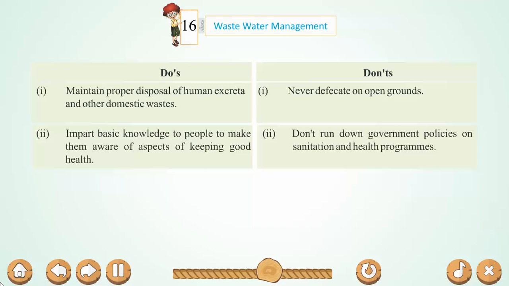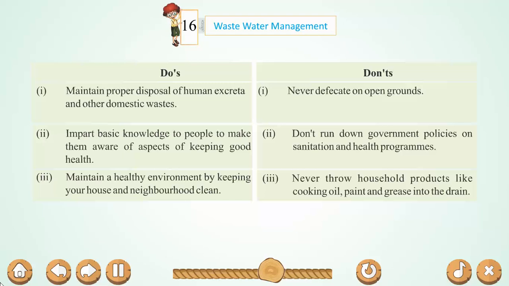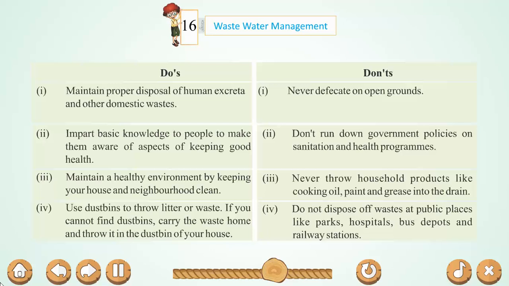Impart basic knowledge to people to make them aware of aspects of keeping good health. Don't run down government policy on sanitation and health. Maintain a healthy environment by keeping your house and neighborhood clean. Never throw household products like cooking oil, paint, and grease in the drain. Use a dustbin to throw litter or waste.